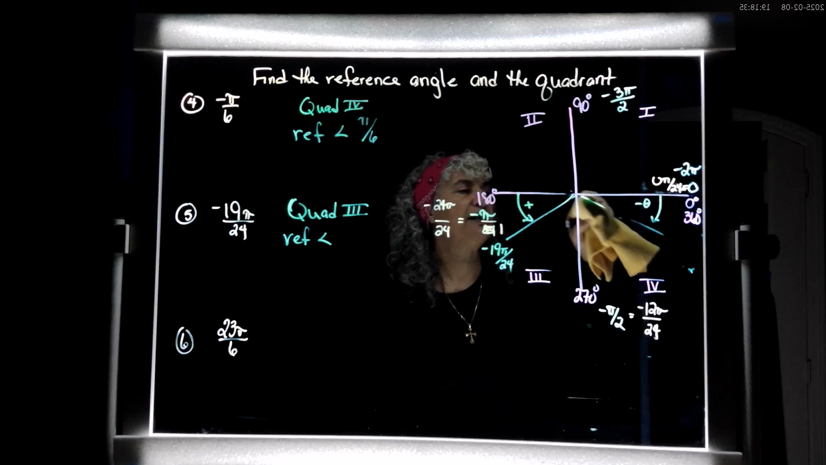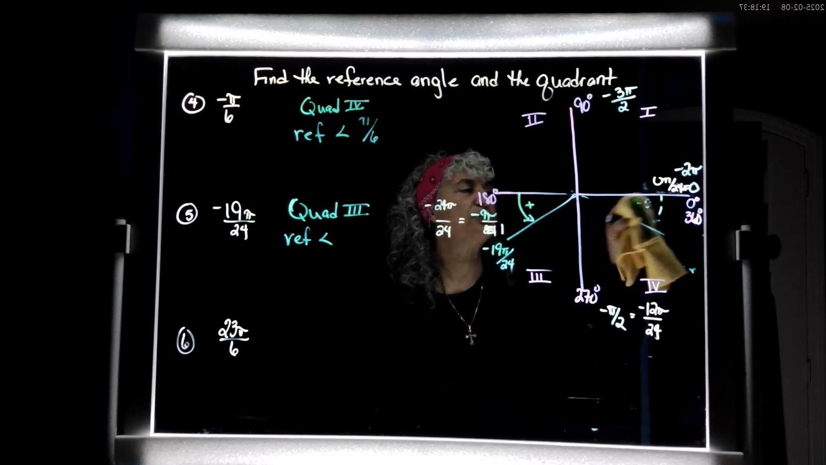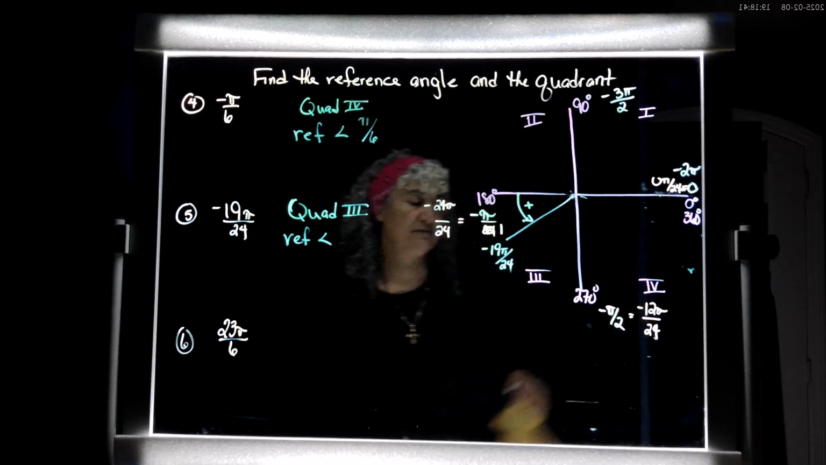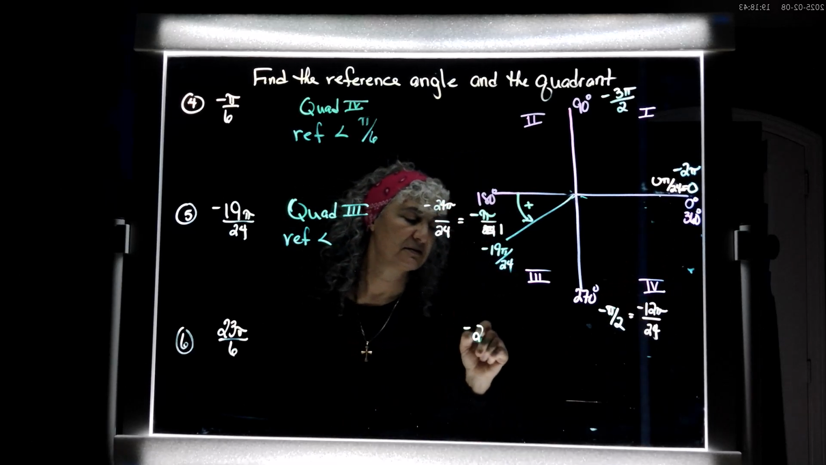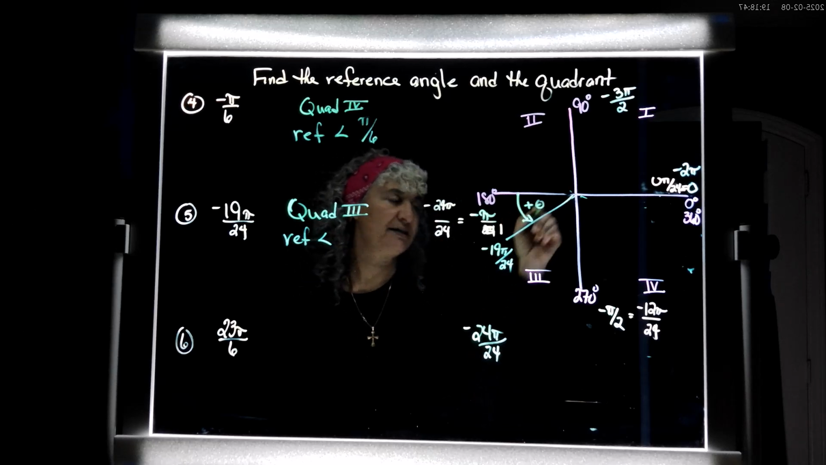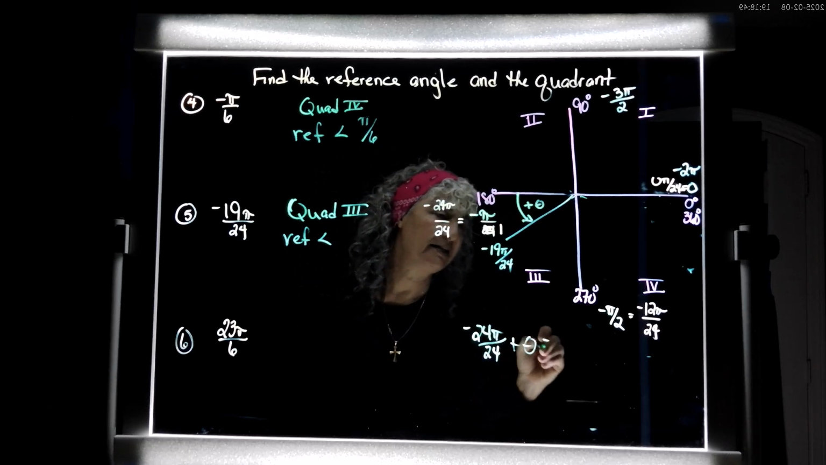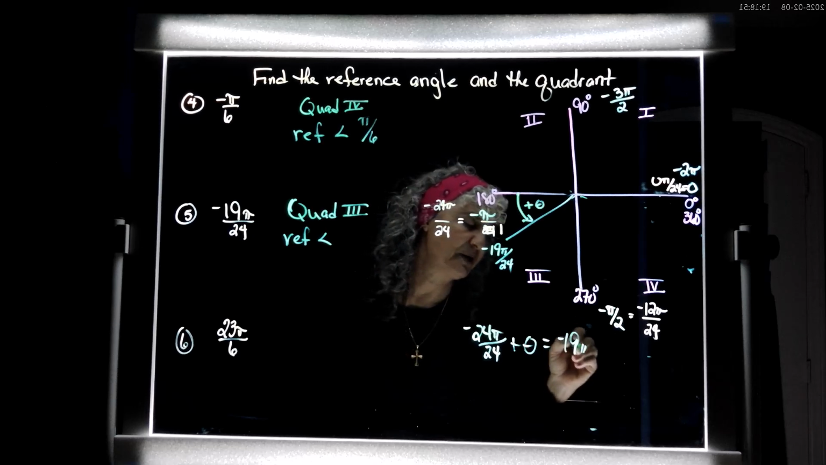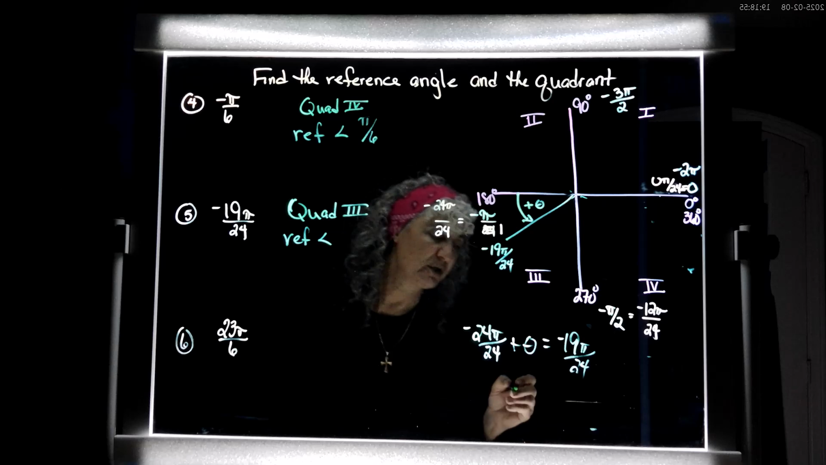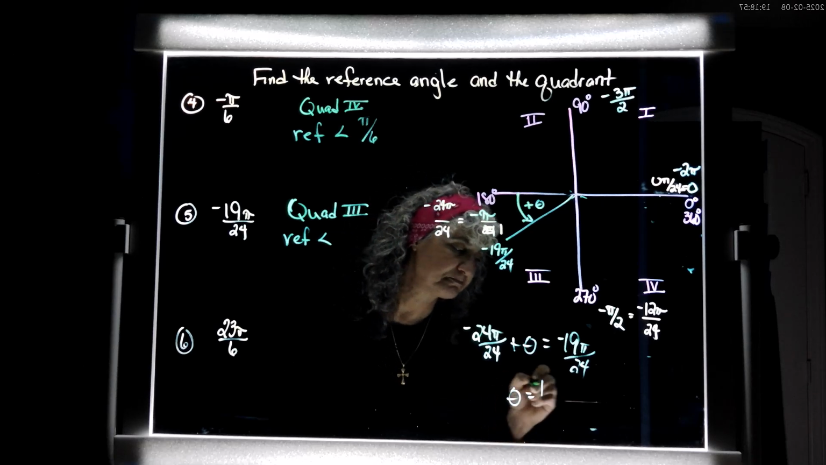Good. You're going to take the reference angle, which is what? Negative 24 pi over 24. You're supposed to add some theta to it, and that's supposed to equal a negative 19 pi over 24. Okay, so add 24 pi to both sides, right?